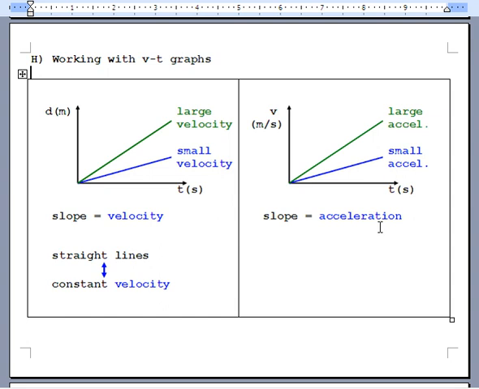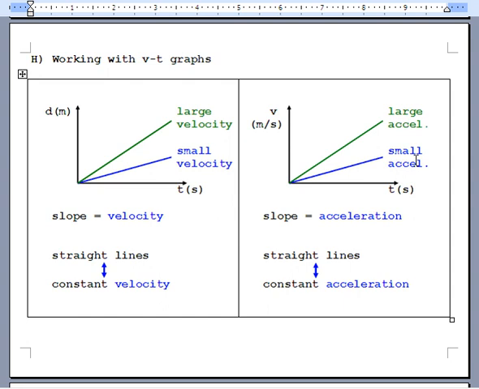Recall that straight lines tell us not only that an object is moving with a velocity, but with a constant velocity. And you're critical thinkers, I bet you know what's coming next. Straight lines on a velocity time graph show a constant acceleration. In this case, constantly gaining some velocity, and the blue line is constantly gaining less velocity, a smaller acceleration.